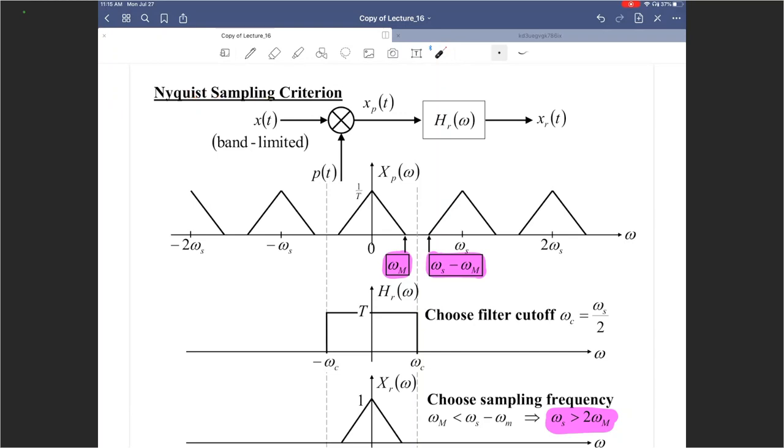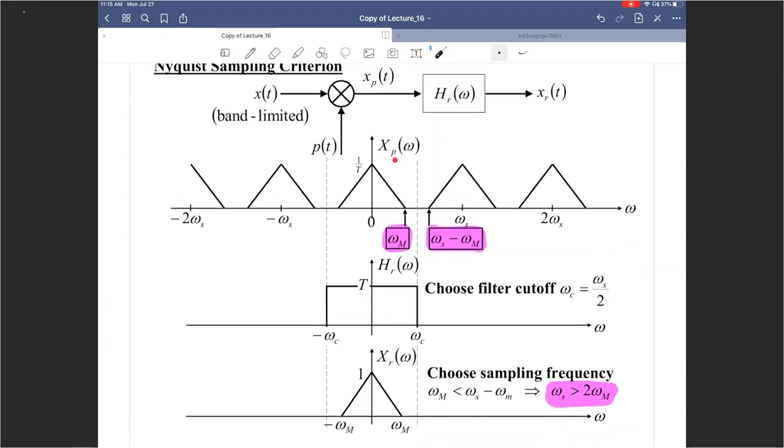Nyquist sampling criteria. Take a band limited signal, multiply it with an impulse train, you get x sub p of t, the sampled signal. Then you pass it through a reconstruction filter whose frequency response is indicated as H sub r of omega to get the reconstructed signal. And if x sub r equals x of t, then we have done everything correctly. Now let's take a look. X p of omega from the previous slide was a bunch of triangles that appear at 0, omega s, 2 omega s and so on. That was X p of omega.